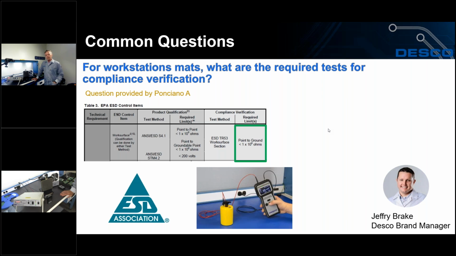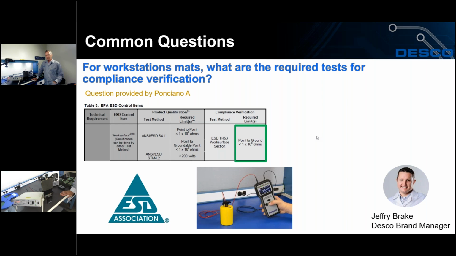So the picture there depicts how you would do it. One lead on the table and the other going to ground. You also typically want to test the area that's most used at the workstation. But if you have some outlying areas, so if you have a 2x3 mat, you might want to check a few areas. But for sure, check the most used area.